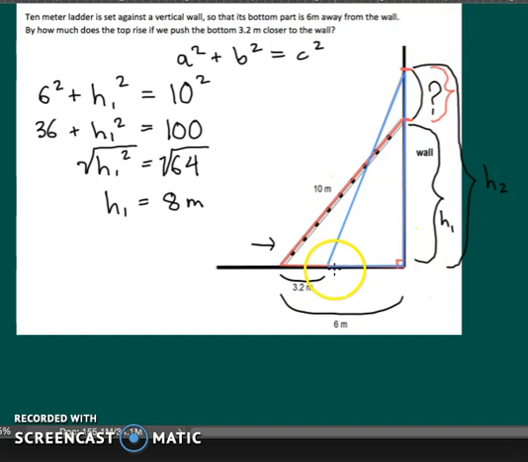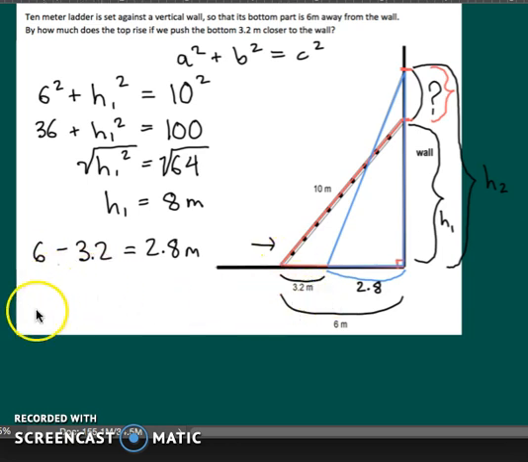Do I know the bottom length? Do I know how far away it is from the wall? Well, I know that I moved it 3.2 meters closer than it was before. So what I need to know is this distance. And if it was 6 meters away before, and it is 3.2 meters closer, then I can just go ahead and subtract 3.2 meters from 6 meters, and I will get 2.8 meters. So I know that this distance here is 2.8.